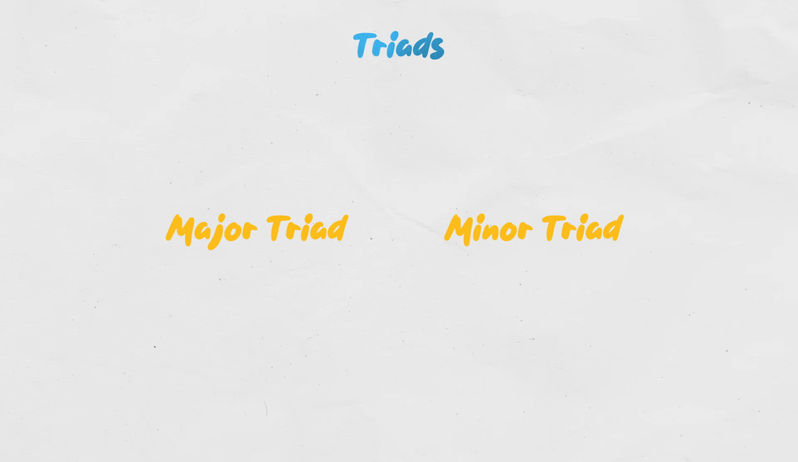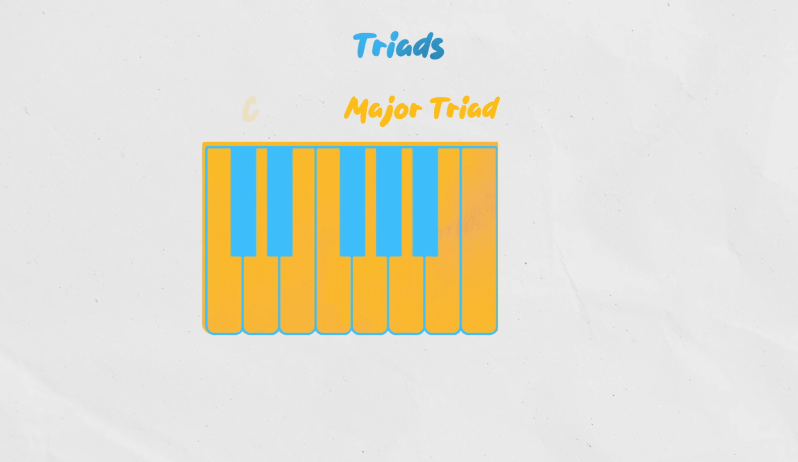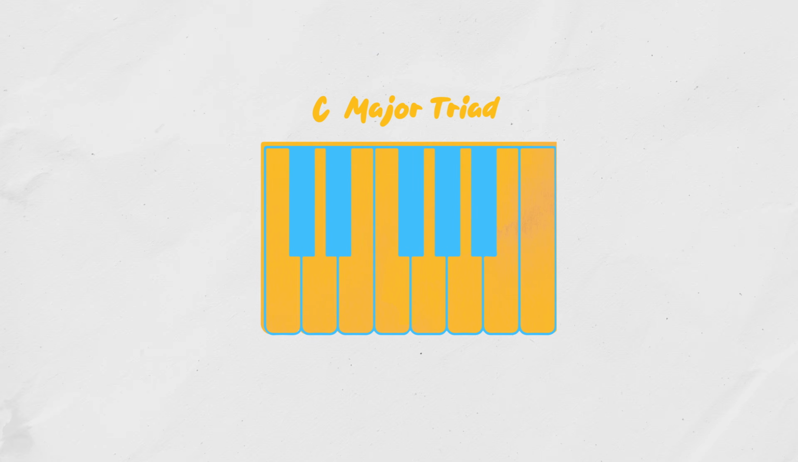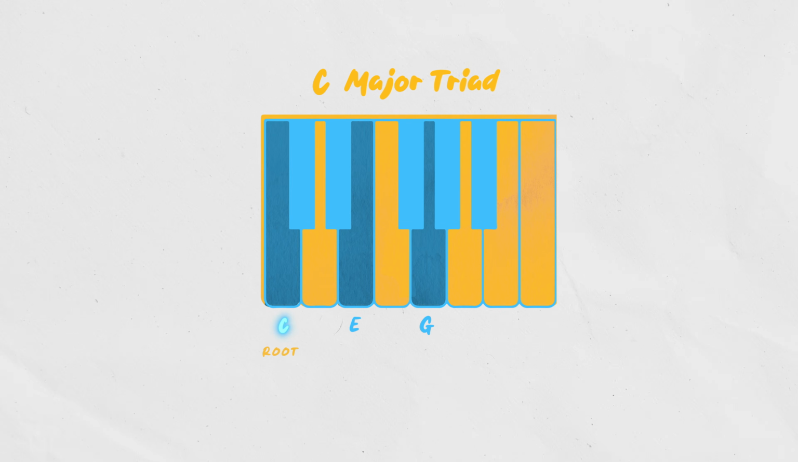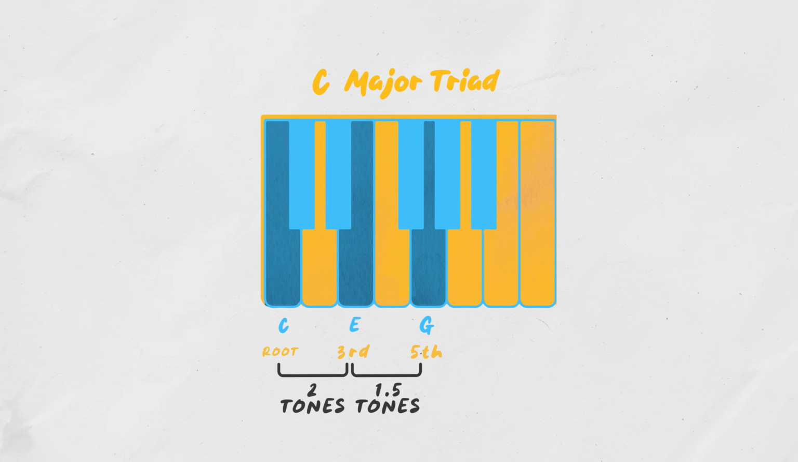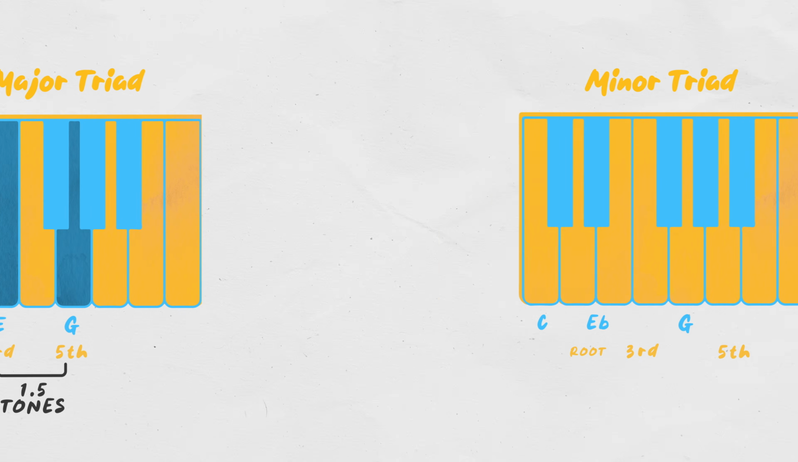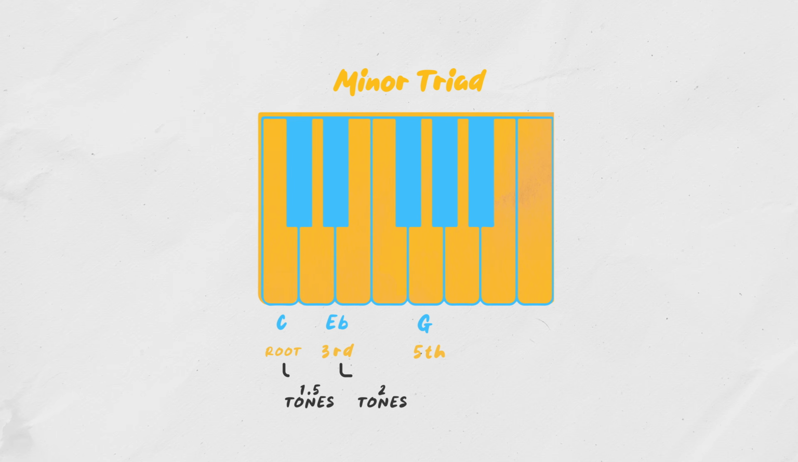Let's break down how these are built, starting with a major triad. Take the C major triad, for example. In this example, C is the root of the triad, E is the third, and G is the fifth. We can see how in major triads there are two tones between the root and the third, and 1.5 tones between the third and the fifth. For a minor triad, the pattern is slightly different. Let's look at the C minor triad.